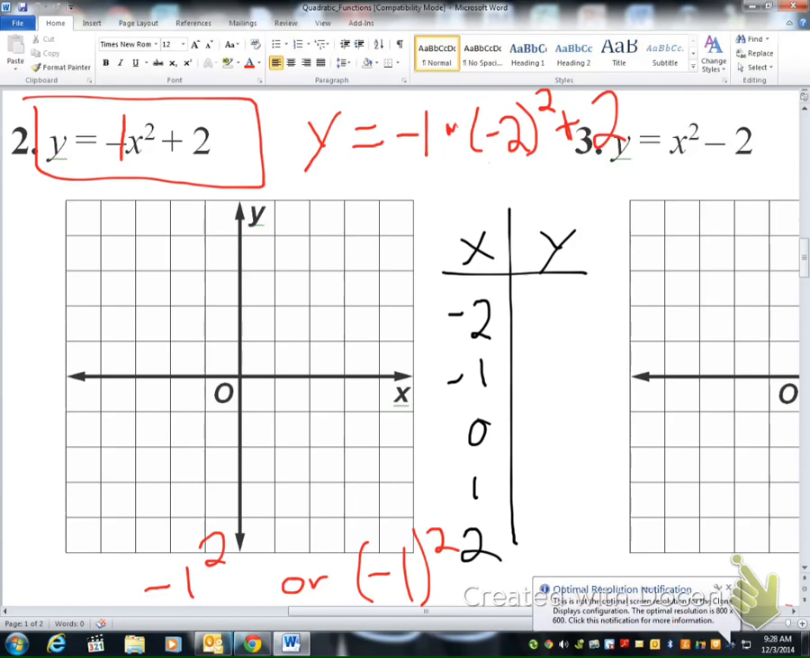What we do need to do first is exponents. Okay? So, Megan, what is negative 2 squared? 4. So, I have negative 1 times 4 plus 2. And the next thing I have to do is multiplication. Negative 1 times 4 is negative 4. And then negative 4 plus 2 is negative 2. So that gives us our first entry in our t-table.